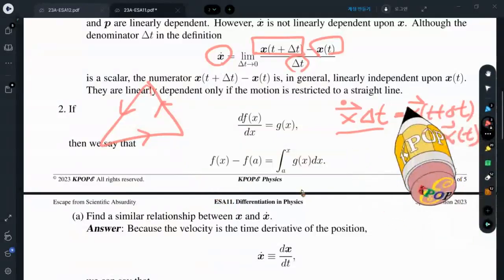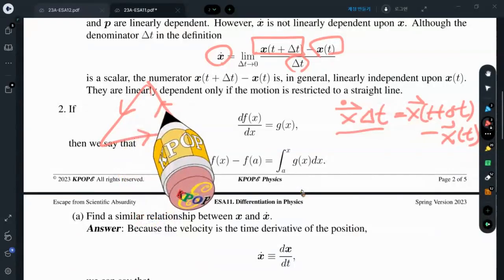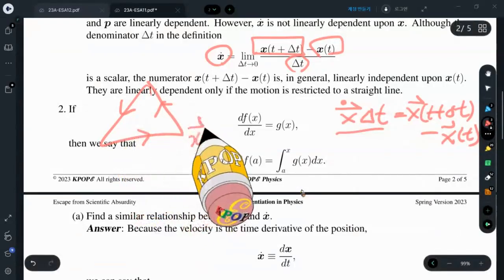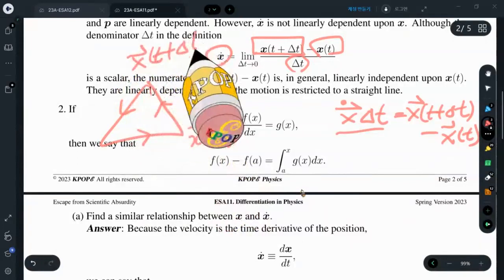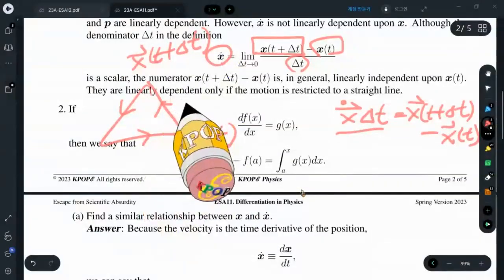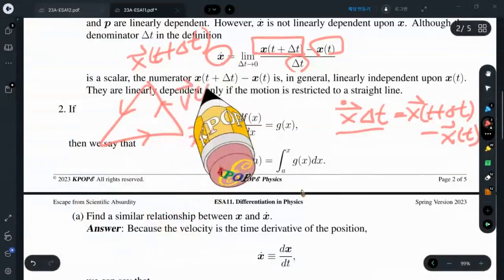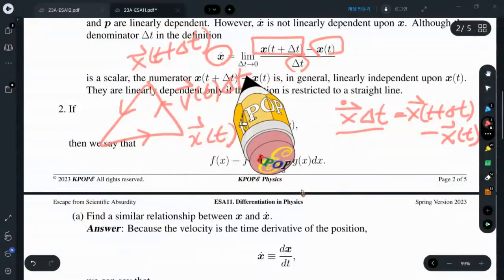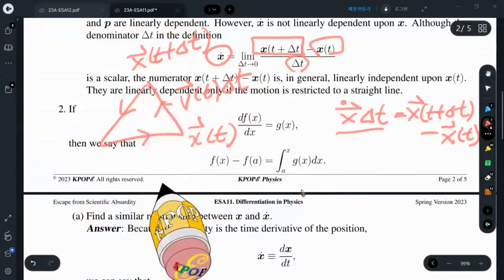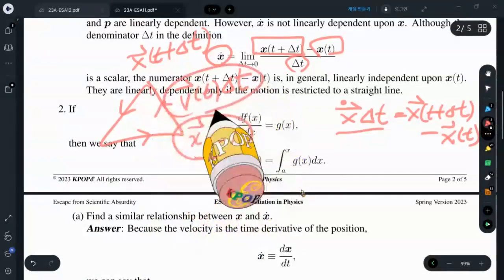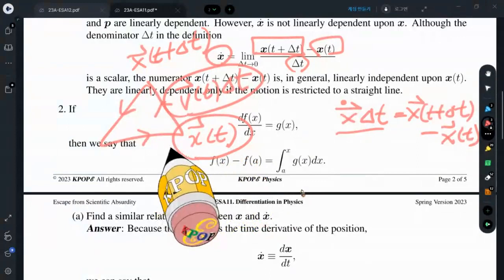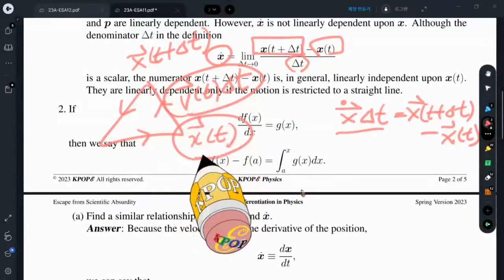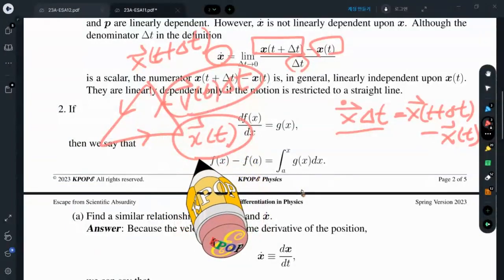Three vectors, they are linearly dependent. So this is position at t, this is position at t plus delta t, and this is v(t) delta t, something like that, displacement. So this one and this one do not have to be linearly dependent. In one dimension, it is possible to have velocity and position. They are linearly dependent.